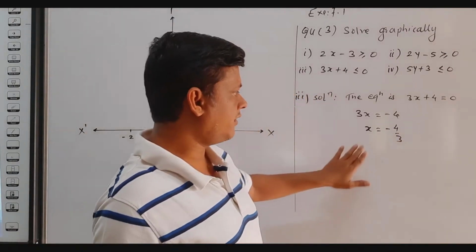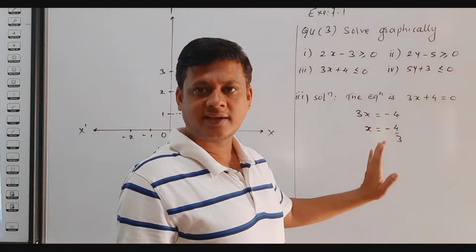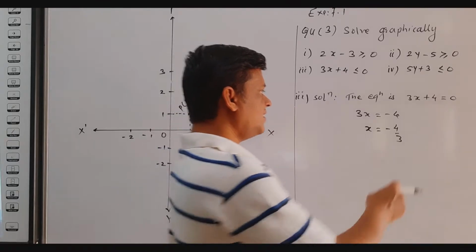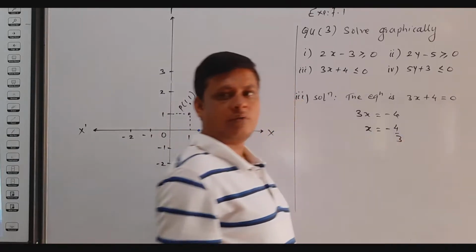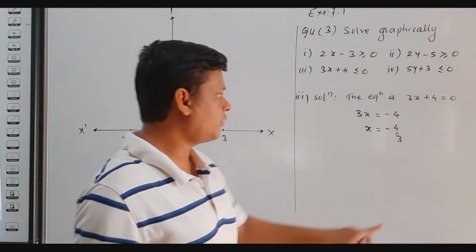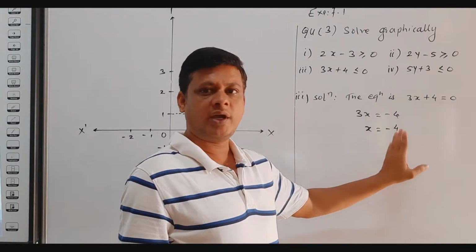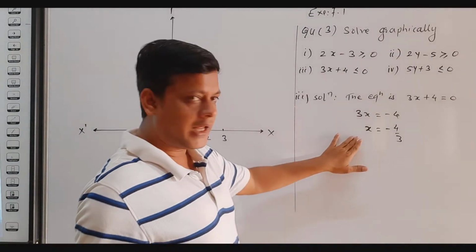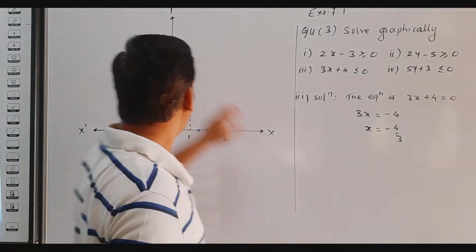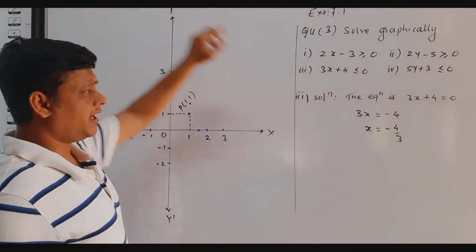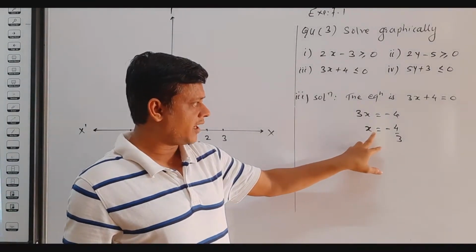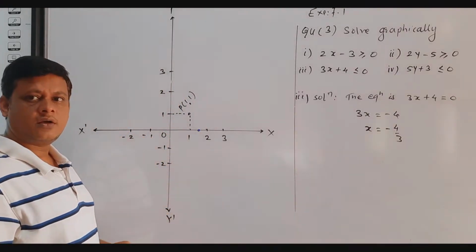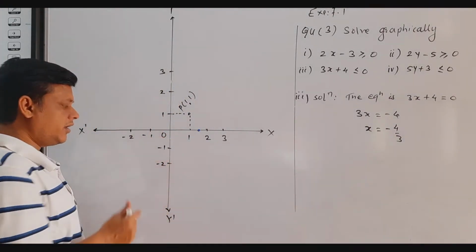That means this is the equation of a line parallel to the y-axis. Here x is equal to minus 4 by 3. That means this value is 1 point something. When we divide 4 by 3, we get a value of 1 point something. So we have to draw a line parallel to the y-axis, at a distance x equal to minus 4 by 3 from the origin on the x-axis, that is on the negative x-axis.